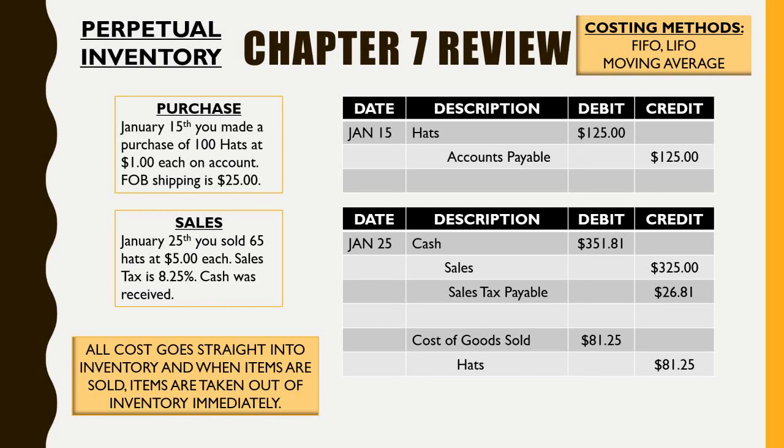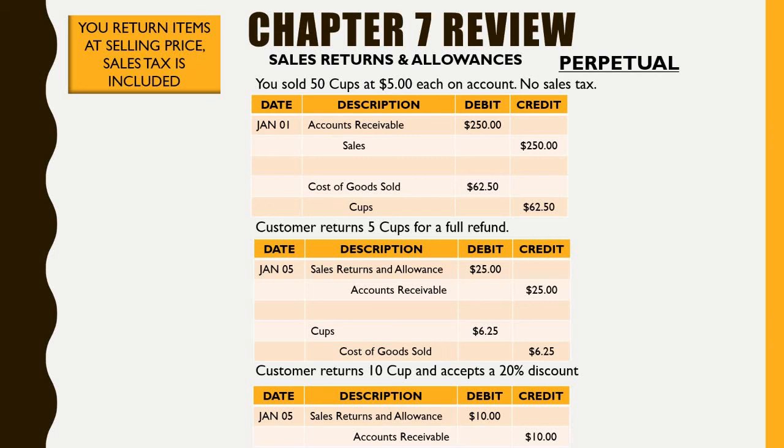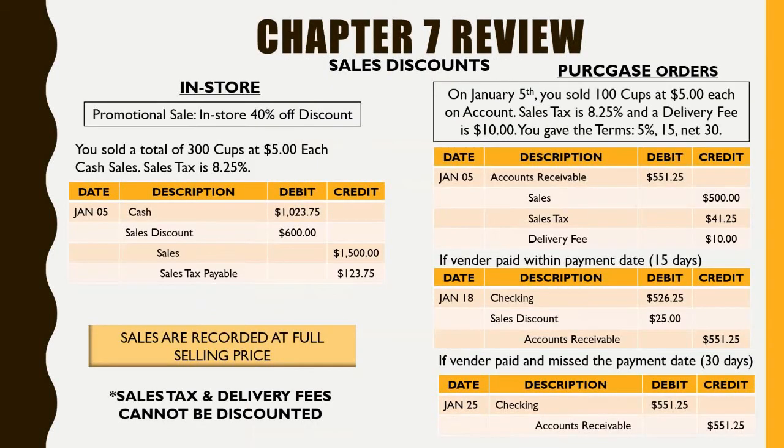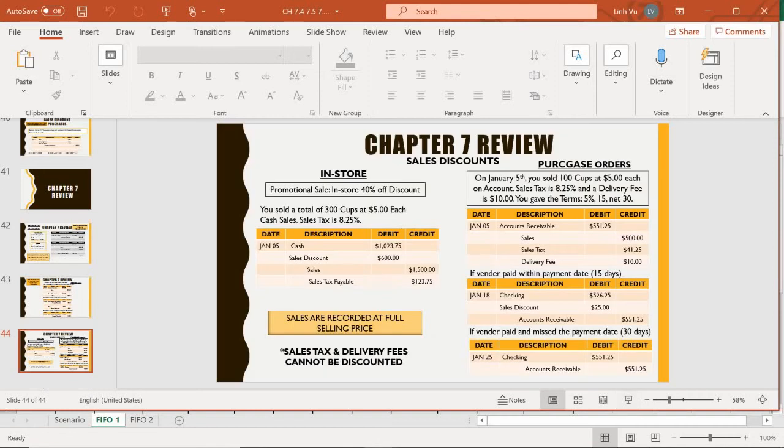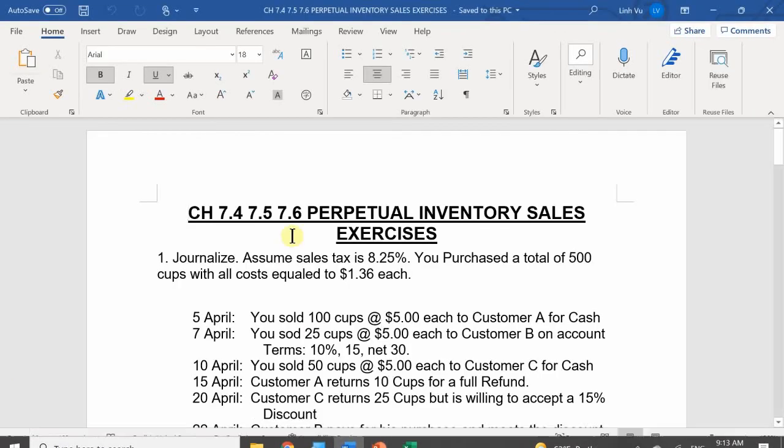So therefore, chapter review: we talked about sales, and what happens when you have perpetual inventory and you deal with sales. This time the difference is you have two journals you need to do, one to record the sale and one to record the update of inventory. And of course, we talked about returns and allowances and what it means to give discounts, whether in store or in person. So let's dive right into our chapter 7.4 through 7.6 exercise.